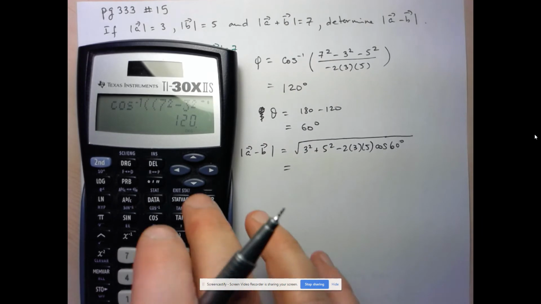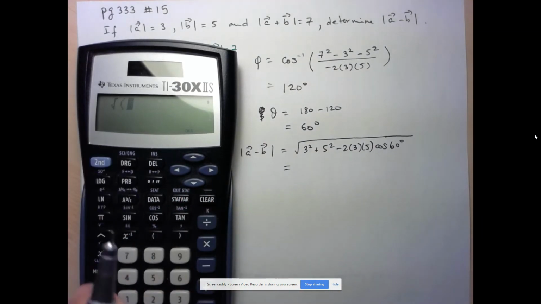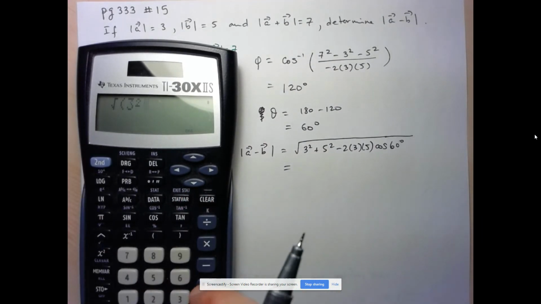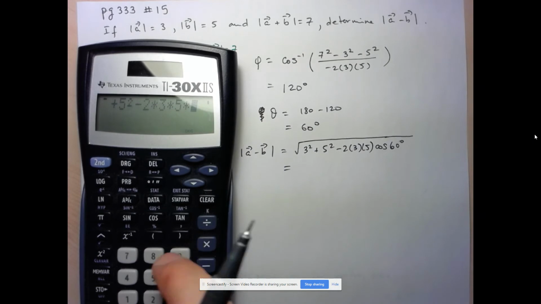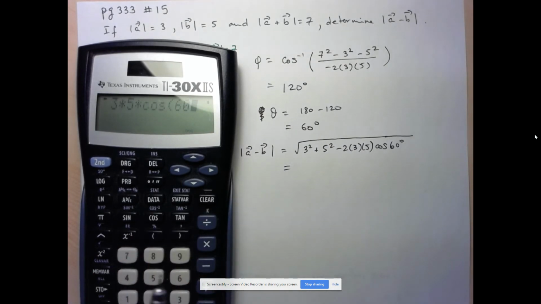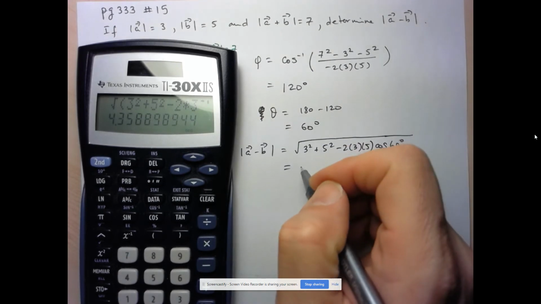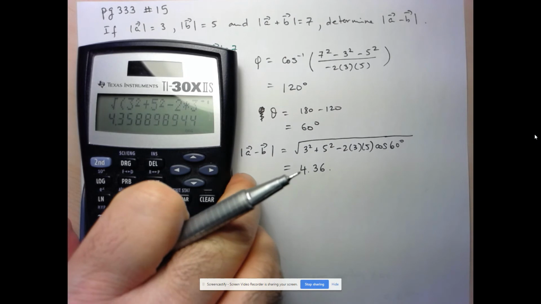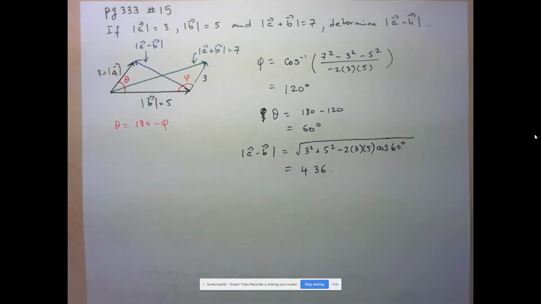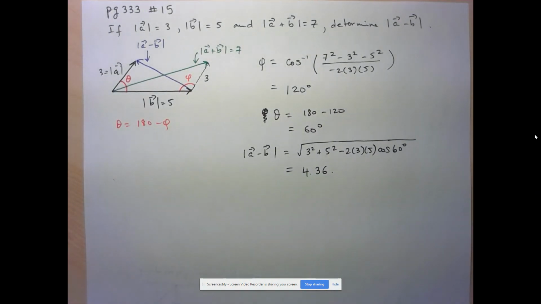So let's calculate that here. So square root of 3 squared plus 5 squared minus 2 times 3 times 5 times cos 60, and that's equal to 4.36 approximately.